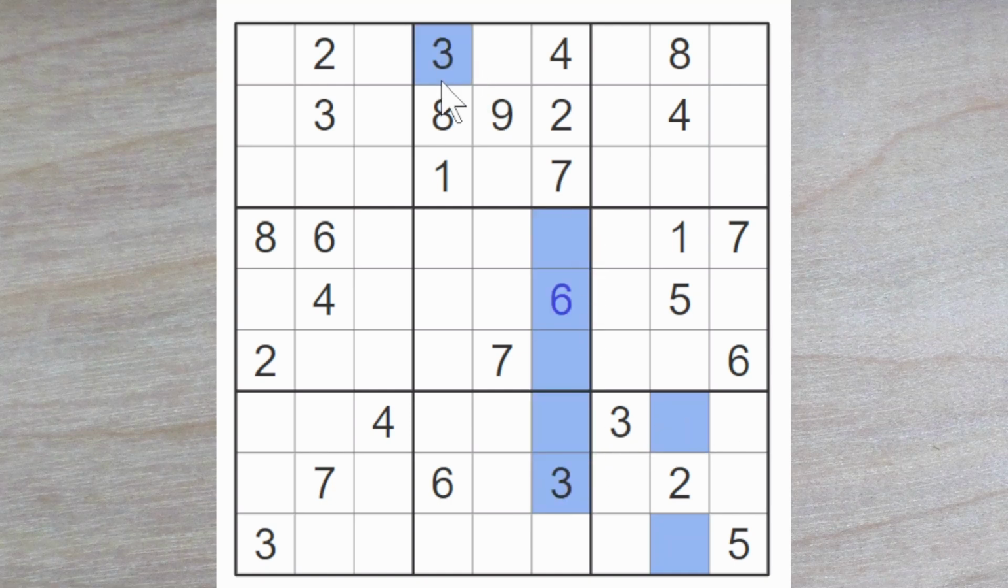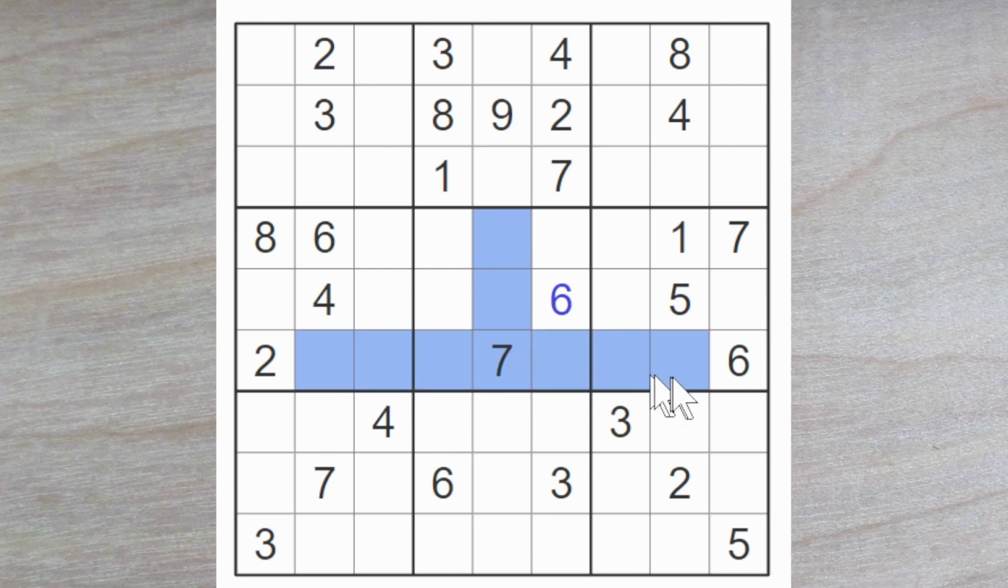3 blocking up, 3 blocking down, one of these is a 3, so we'll have to find a 3 in one of these four squares. And it's got to be either here or here, because this square and this square are blocked by these two 3s.